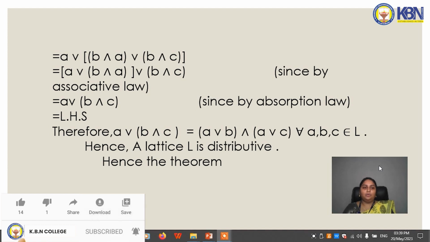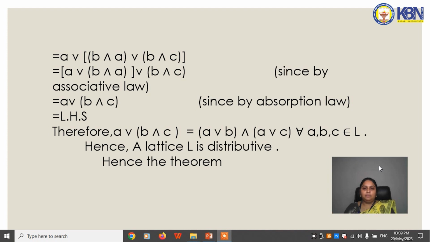That is, we have proved that A join (B meet C) equal to (A join B) meet (A join C). That is the LHS. Therefore A join (B meet C) is equal to (A join B) meet (A join C) for every A, B, C belonging to L. If three elements in a lattice satisfy this property, we can clearly say that L is distributive. Hence the theorem.